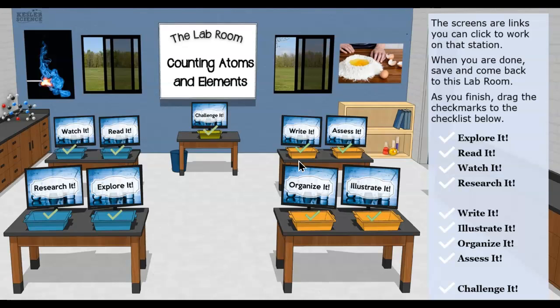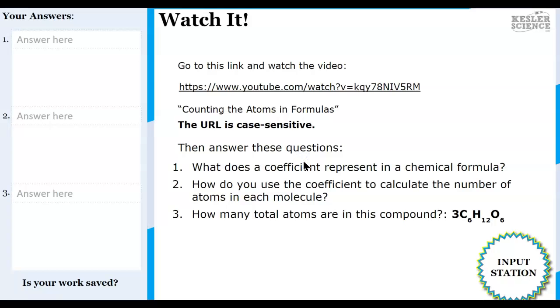So as always, you can click on just one of these computer screens and it will take you to the lab station that you need to complete. Now let's take a look. So you're going to do watch it. You're going to answer these 3 questions.